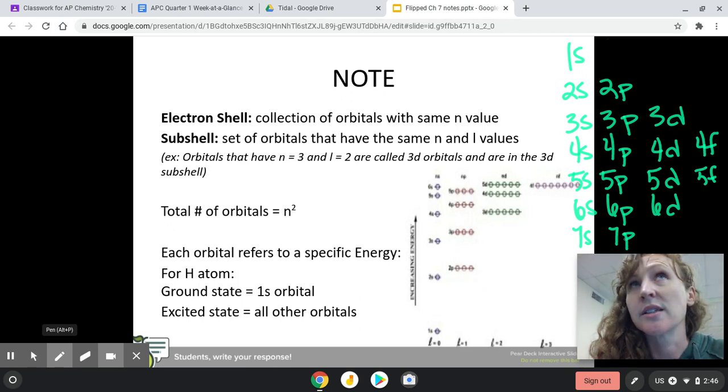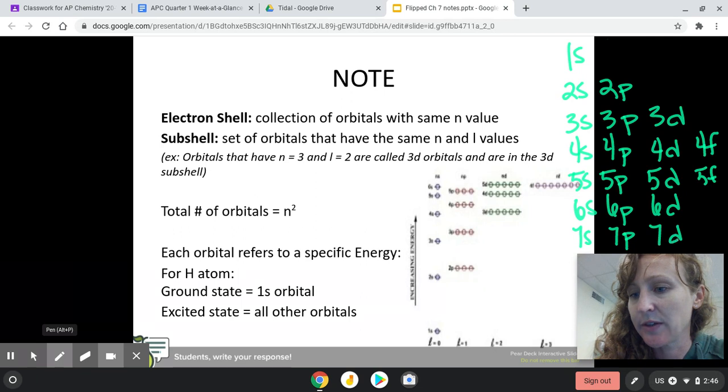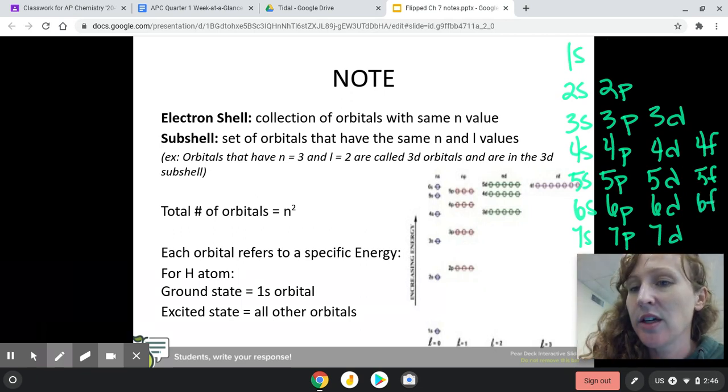I think that should get us there. Let's just add a 7d in just for fun. Maybe a 6f too. Okay, so anyway, here's energy level 1, energy level 2, energy level 3, energy level 4.